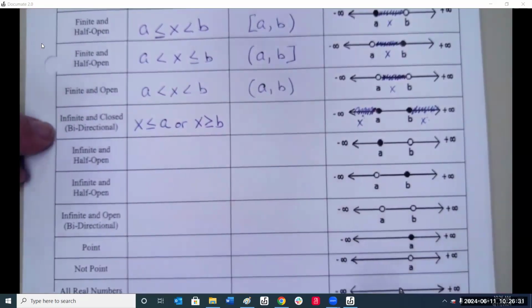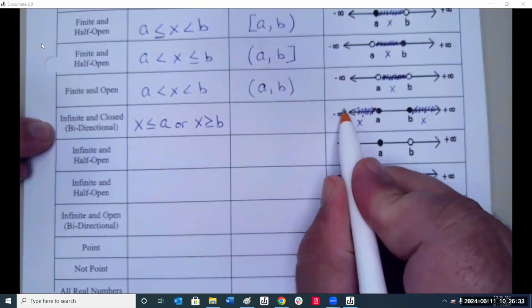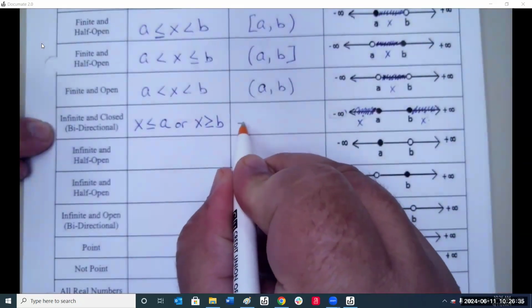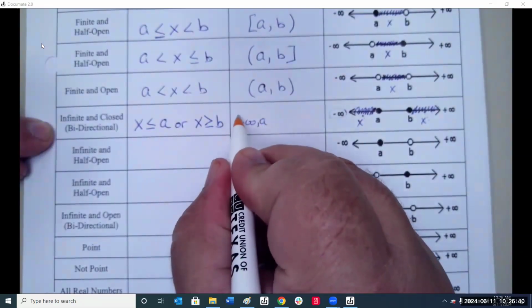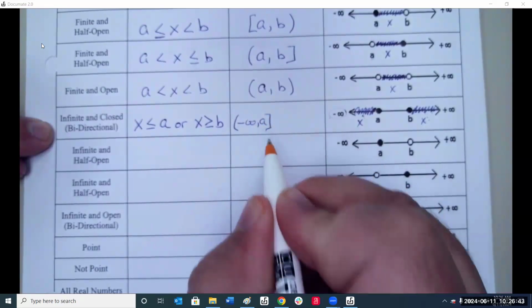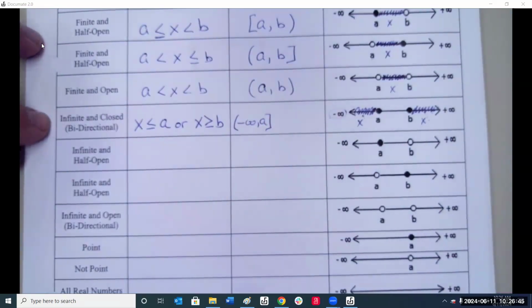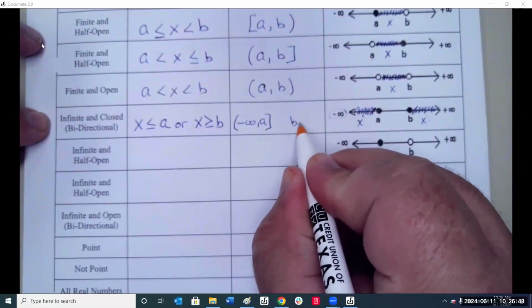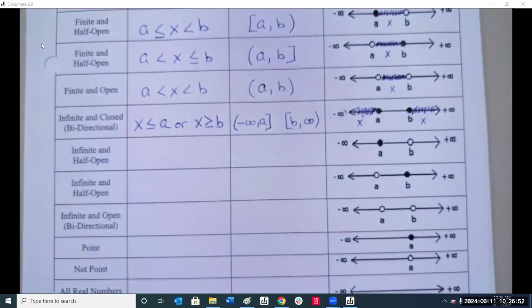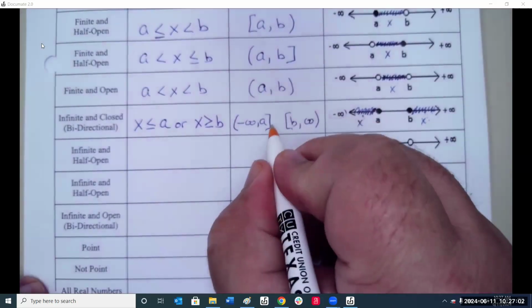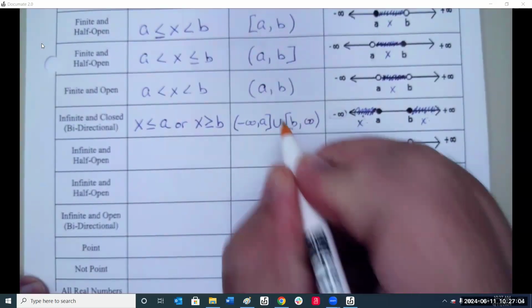Let's look at the interval notation. We have from negative infinity to a. It's a parenthesis, and a is a bracket. And then it goes from b to positive infinity. Or is only used in set notation. In interval notation, the or symbol is the U, the union.